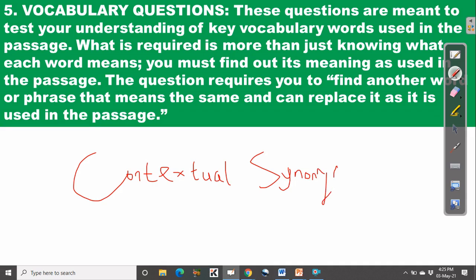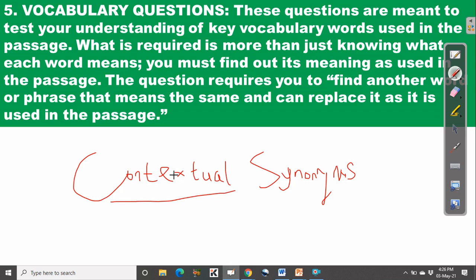So you are asked to look for words that mean the same and can replace a given word in the passage. All right, so you will be able to figure out the meaning, and then you look for a word that means the same and can replace it. That is what makes it contextual. You know, contextual means according to the context.